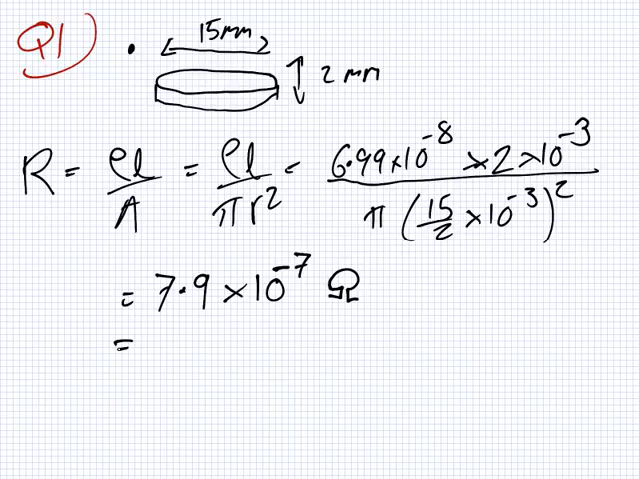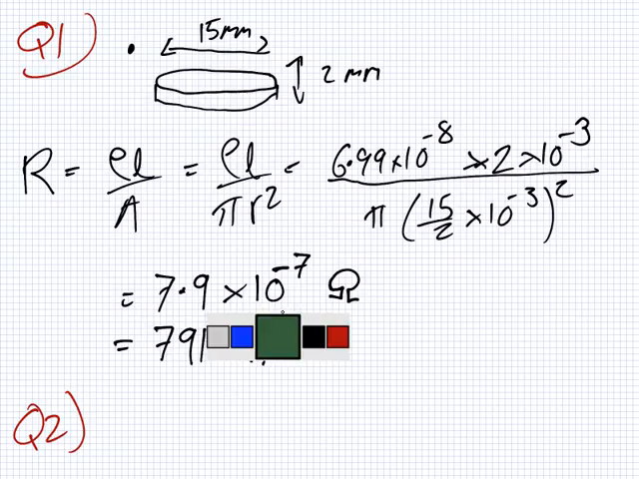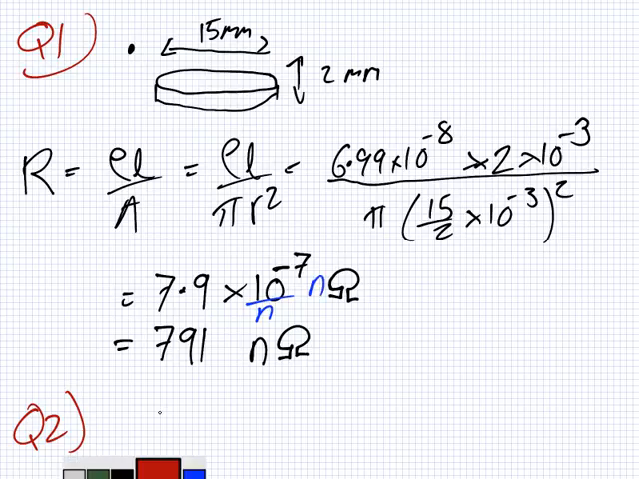Or, if you want, 791 nano ohms. It's no big deal to change it into nano ohms. All you do is divide by nano and multiply by nano. So, it's no big deal.